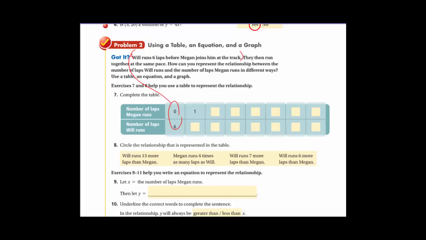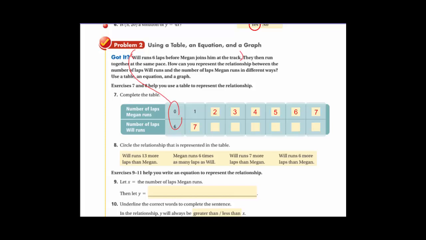So after Megan has run 1 lap, how many laps will Will have run? Well, he's already run 6 before she got there. Then they ran this 1 lap together, so he will have run 7 laps. Now, we have the opportunity to write whatever numbers we want up in that top row for the number of laps that Megan runs, but it makes sense we should just go in order. 0, 1, 2, 3, 4, 5, 6, 7.